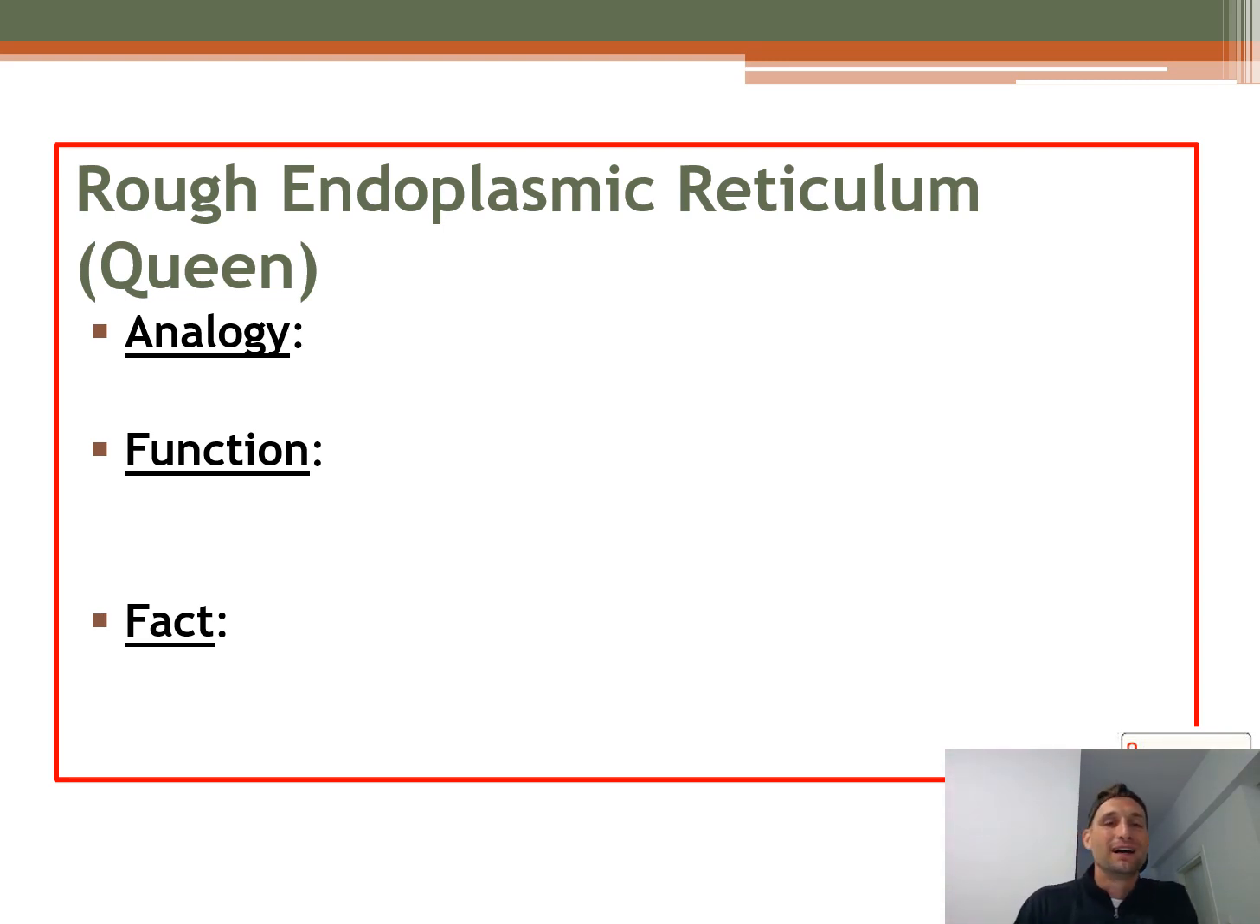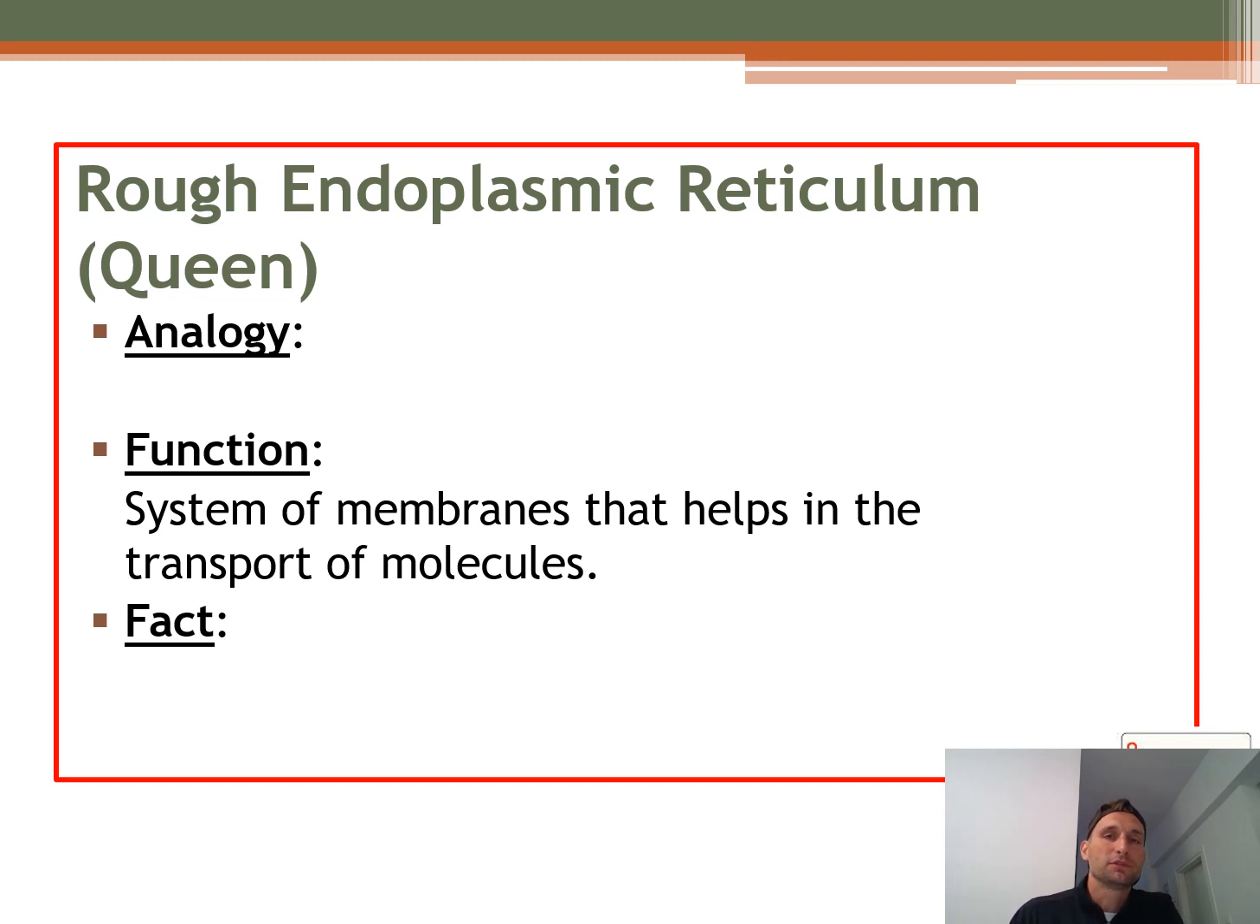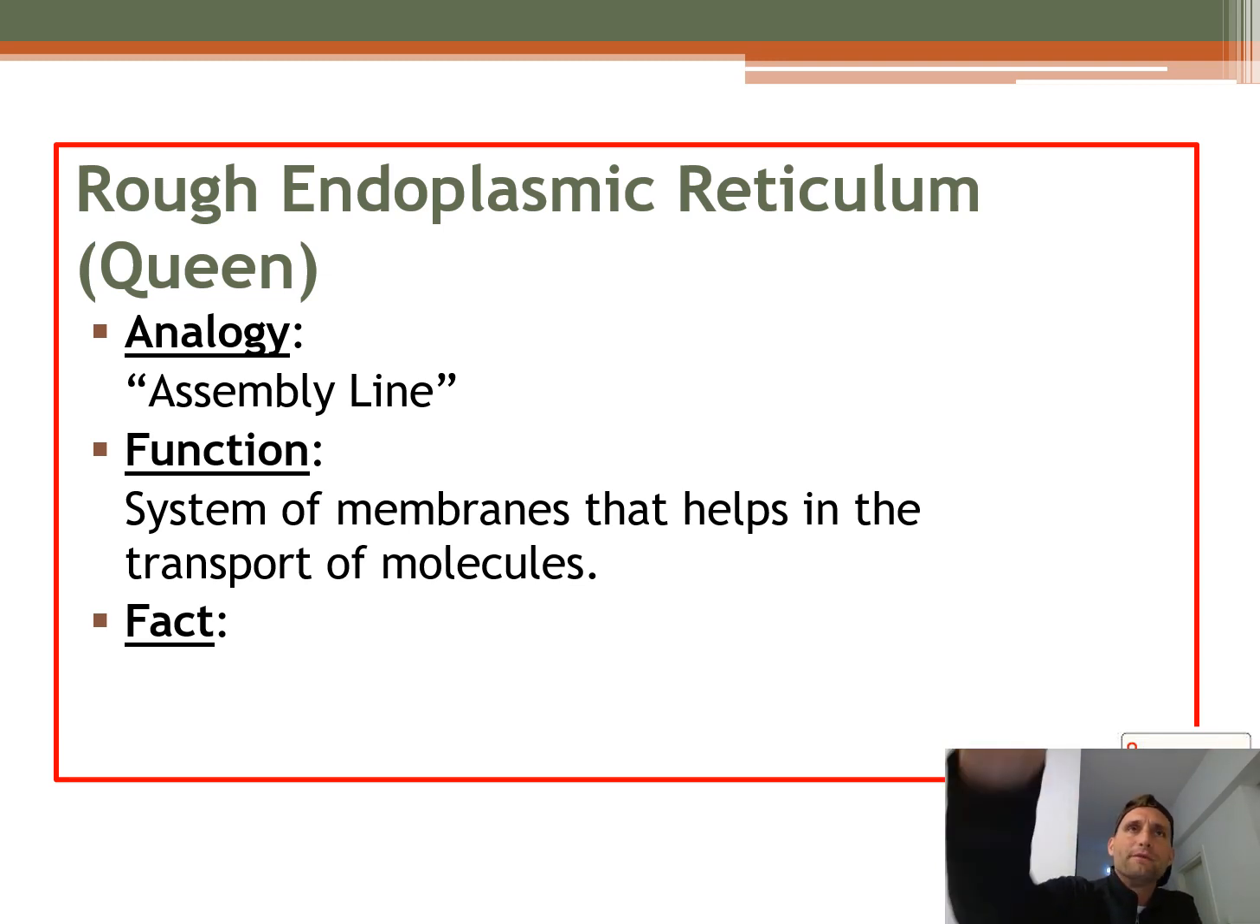So our rough endoplasmic reticulum, or rough ER, is a system of membrane that helps transport the molecules. This is kind of like our assembly line conveyor belt. It's the thing that is moving our molecules down the line, or moving our cars down the line. Our cars that are being made by the car factory are our proteins or our lipids that are being created. And this is the thing that moves those molecules down the line the same way a conveyor belt does.